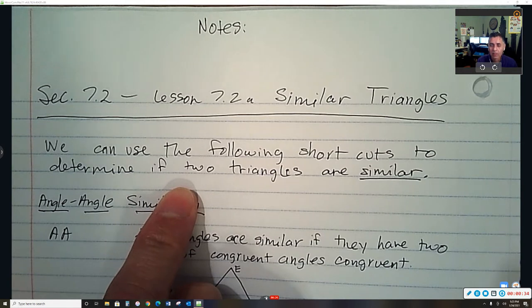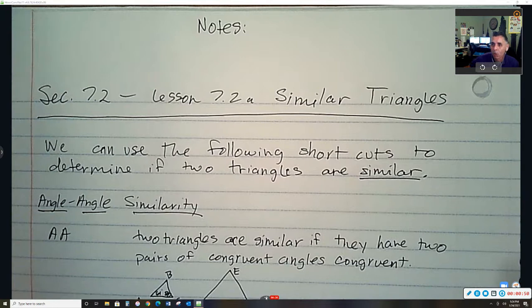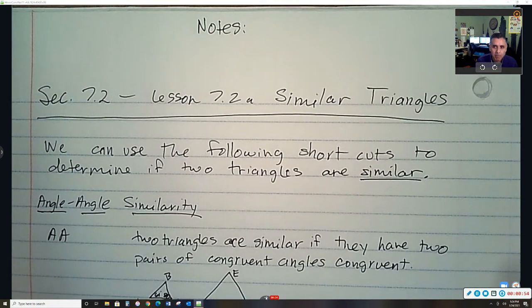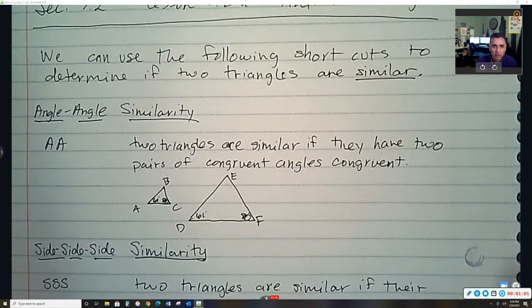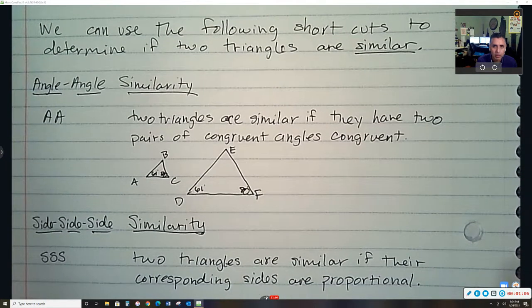When triangles are congruent, the corresponding angles are congruent and the corresponding sides are congruent. When triangles are similar, corresponding angles are congruent, but corresponding sides are proportional. I'll eventually talk about that more later in class. So if you need to copy that down, pause it or rewind it, and you can copy it.